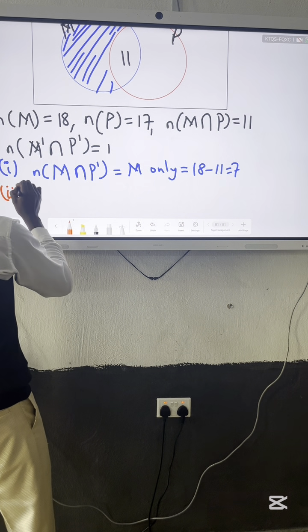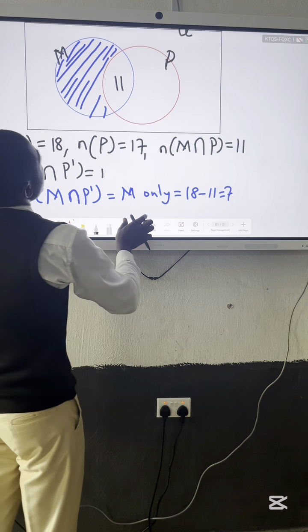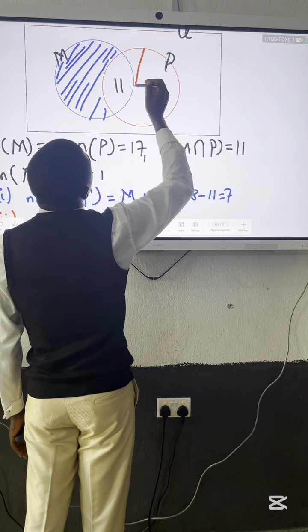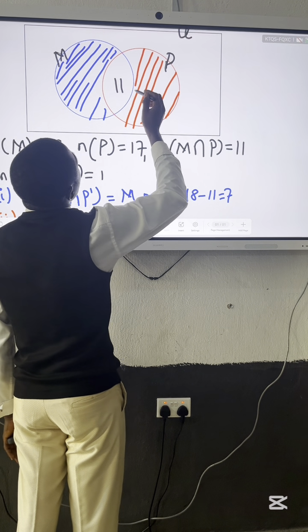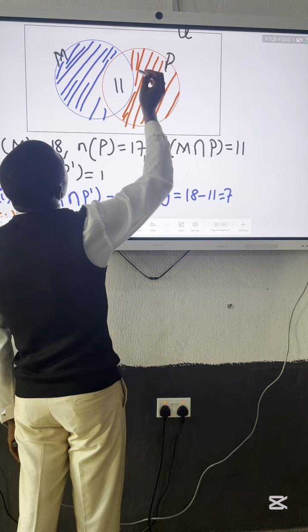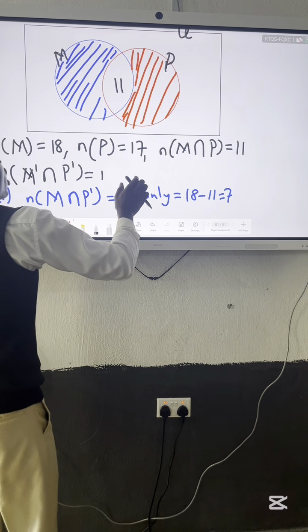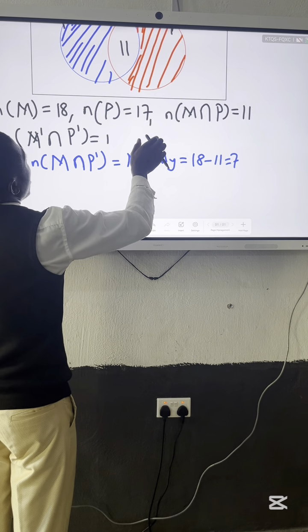the number of students that pass physics only. Now physics only here refers to, look at the place I'm shading, this place without entering this circle, the part of this circle that is on blue. Okay, so the total number of students that pass physics is 17.